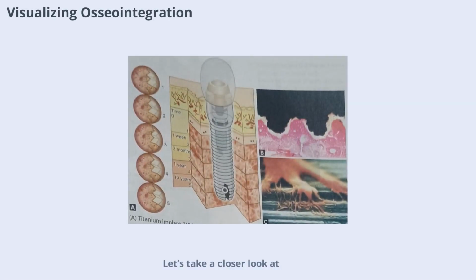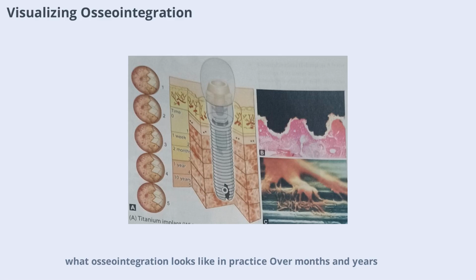Let's take a closer look at what osseointegration looks like in practice. Over months and years, the connection between the implant and bone becomes stronger and more robust. Histologic sections show bone growing right up to the implant surface, with no soft tissue in between. This process can be compared to the roots of a tree, where the roots anchor firmly into the soil, providing stability and support. The longer the implant is in place, the stronger this connection becomes.